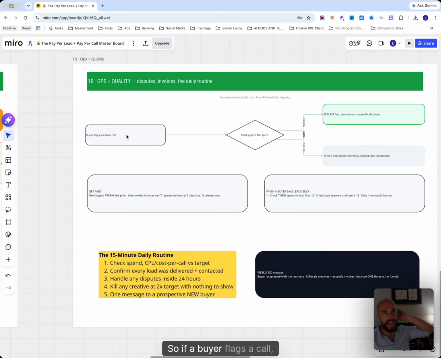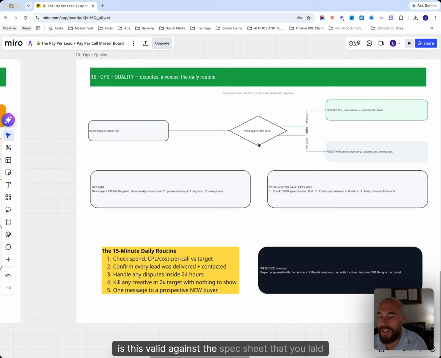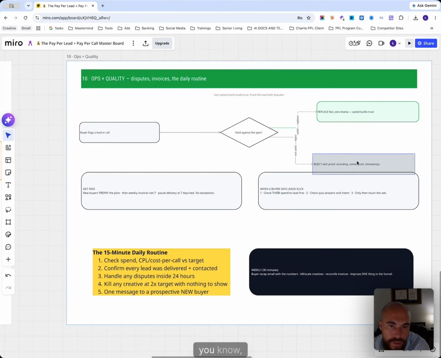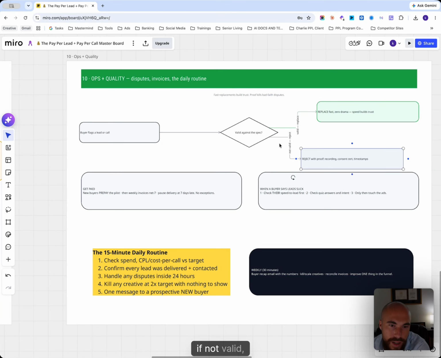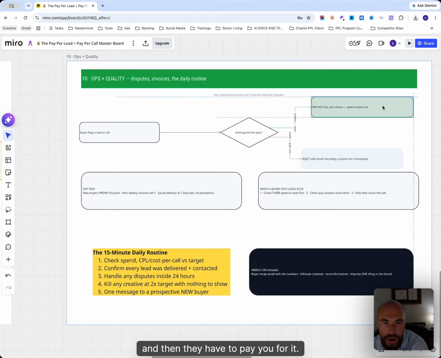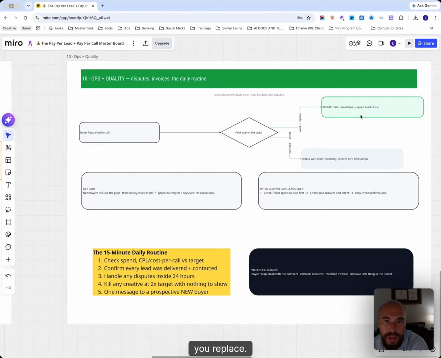So if a buyer flags a call or a lead, is this valid against the spec sheet that you laid out in your agreement? If it's not valid, you just reject it and show them the timestamps, the recording, and the consent certification, and then they have to pay you for it. But if it is valid, you replace it, okay?